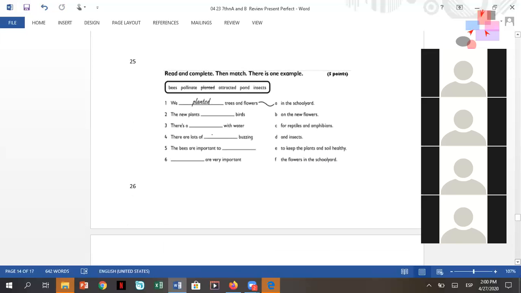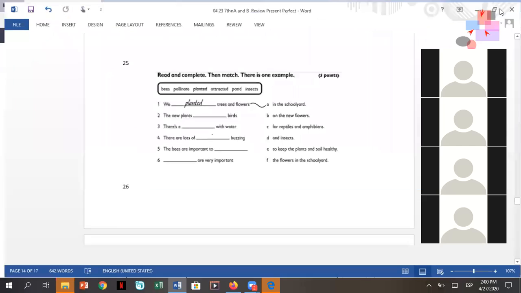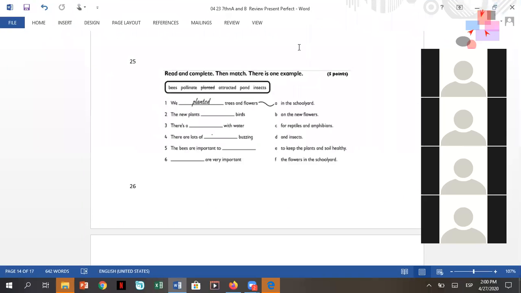Okay, this one. Read a complete match. There is one example. Okay, let's see. Who can do it? Me, teacher. Wait a minute. Maria Paula Guerrero. Teacher, I can't find these pages. We are on 25, 26. Look for it, Maria Paula. Last time the same thing happened to her. Always have the material before starting so it doesn't happen to you. Okay, the new plants.